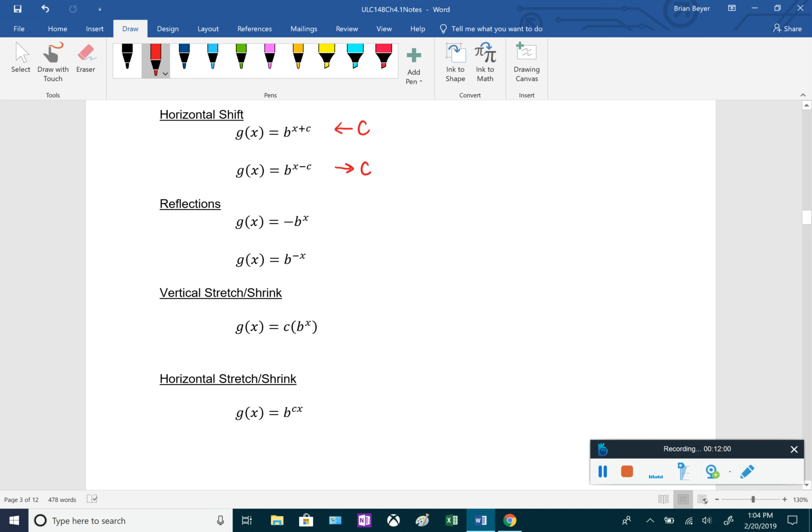For the next one, reflections. Reflections are when we're essentially negating. So in the first one here, we have g of x equals negative b to the x. We're negating the whole thing. We're negating the function values, which means we're negating the y values. When that happens, we reflect over the x-axis.